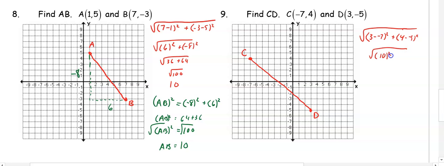So I get 10 squared plus 9 squared, which is 100 plus 81. So I get the square root of 181, which is not a perfect square. So we're going to round to our nearest hundredth, which is 2 decimal places, 13.45.